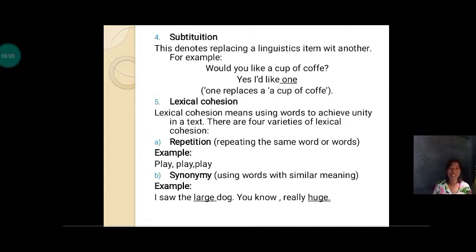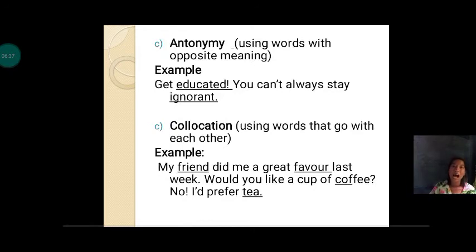Next, let's go to repetition. Repetition means repeating the same word or words. Examples of this are play, play, and play; game, game, game. Next is synonymy. When we say synonymy, it means using words with similar meaning. Here's an example of synonymy: I saw the large dog, really huge.